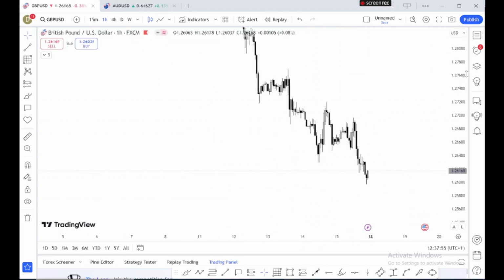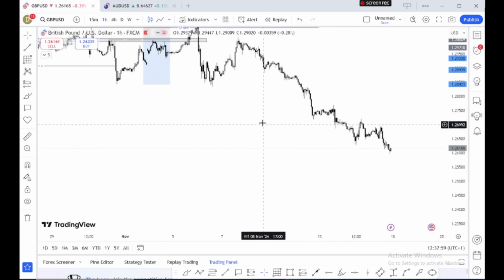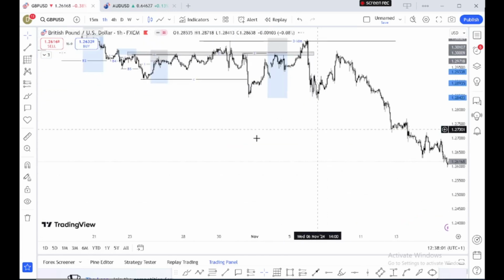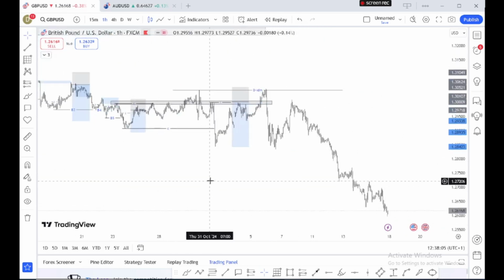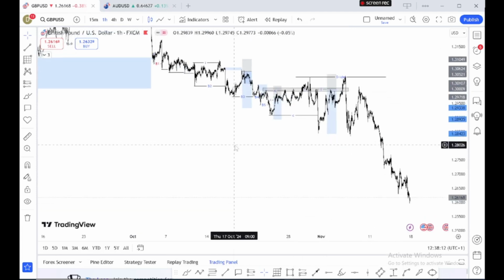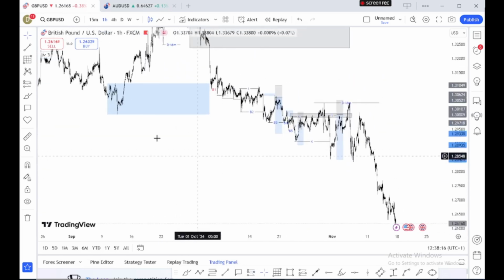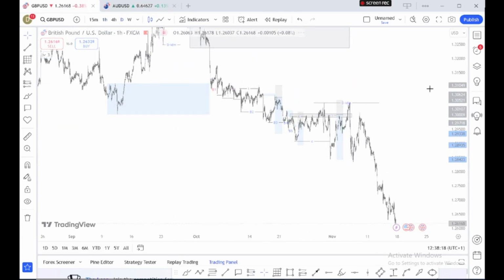So in GBPUSD, you can see that this is GBPUSD. I think this is what I used last time to explain to you guys based on what I was expecting. So GBPUSD, let me go to daily time frame and clear this chart.